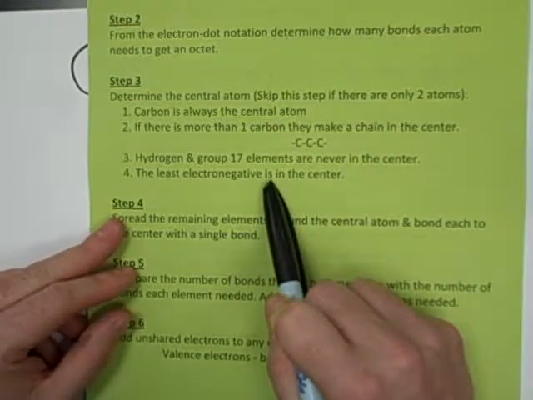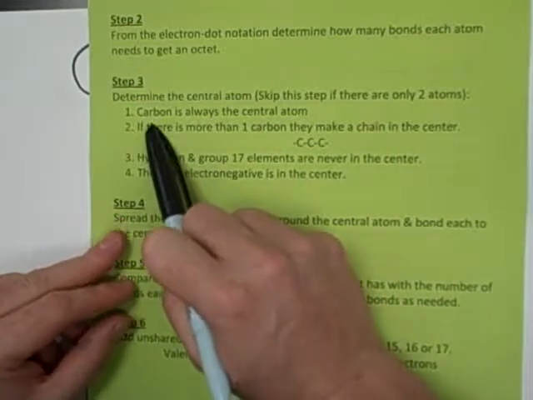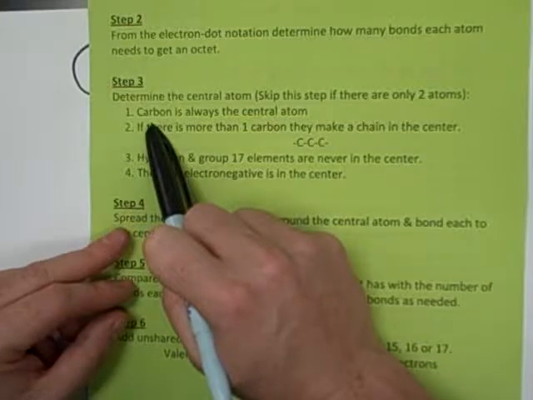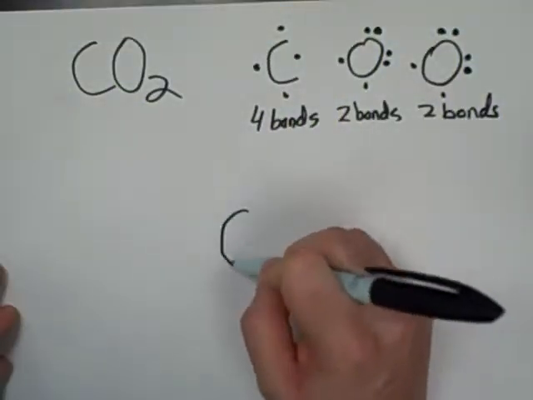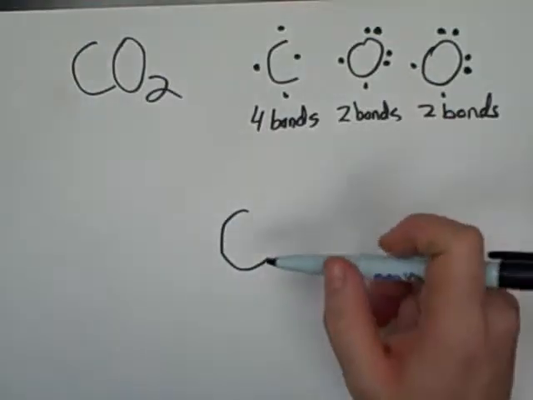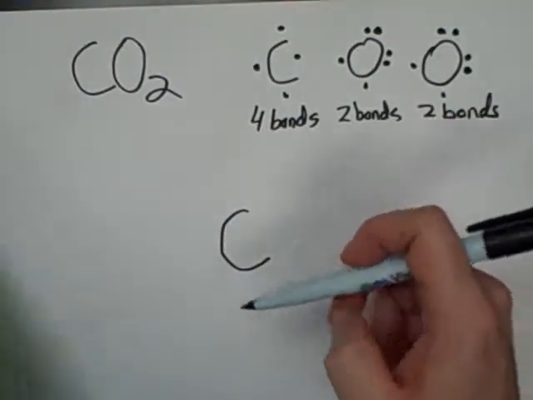So for us, in this example, it's quite easy. We have a carbon, so that means carbon is going to be the central atom. So we're going to put a carbon in the center of where our Lewis structure will be. So we're just going to put C for carbon.